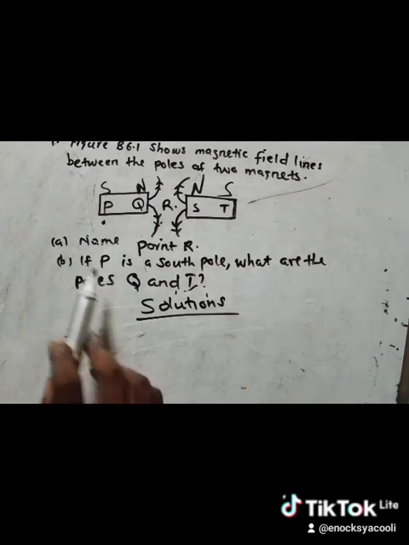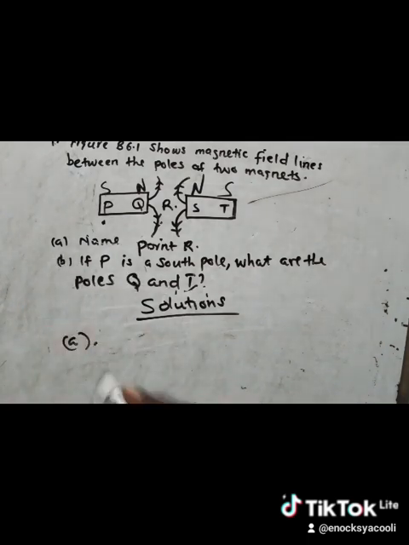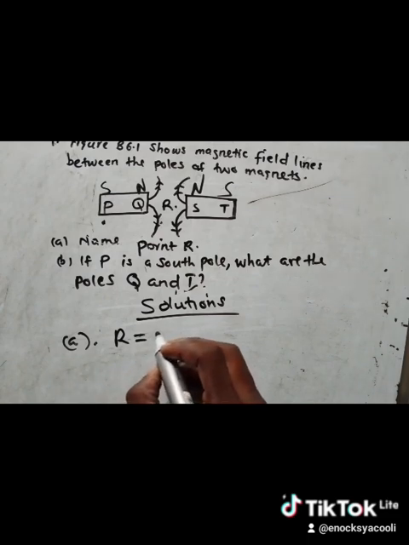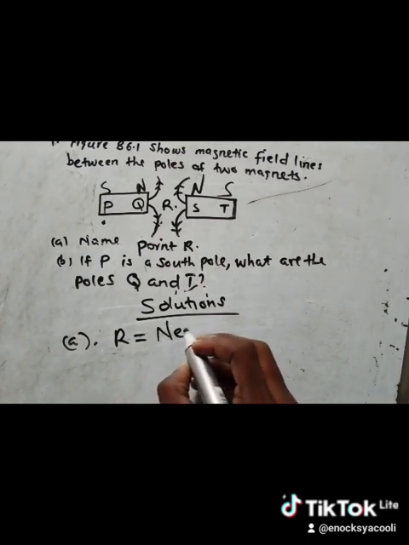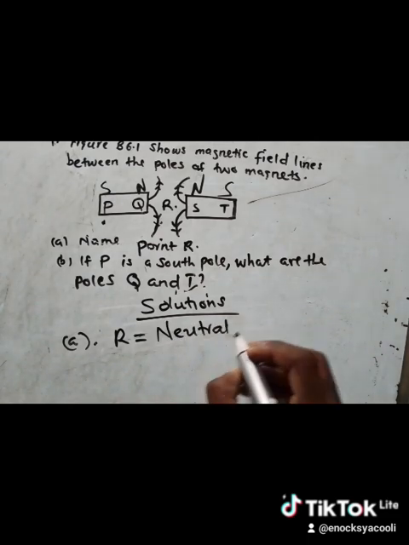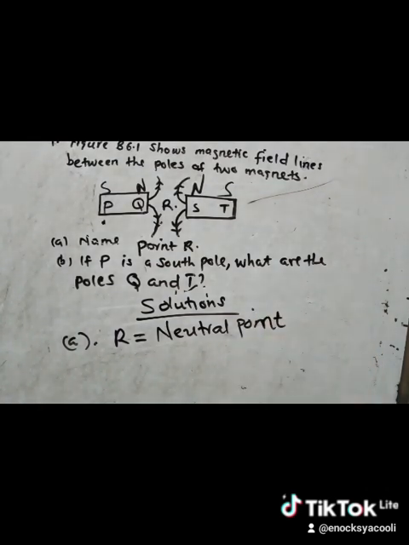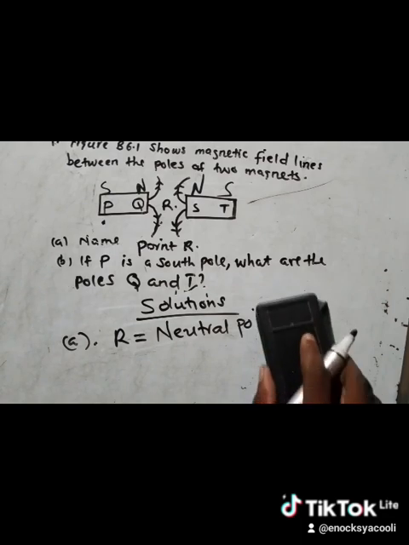So to answer the first question, the first question says name point R. So what's this point? We are going to say R is equal to neutral point. So R is a neutral point.